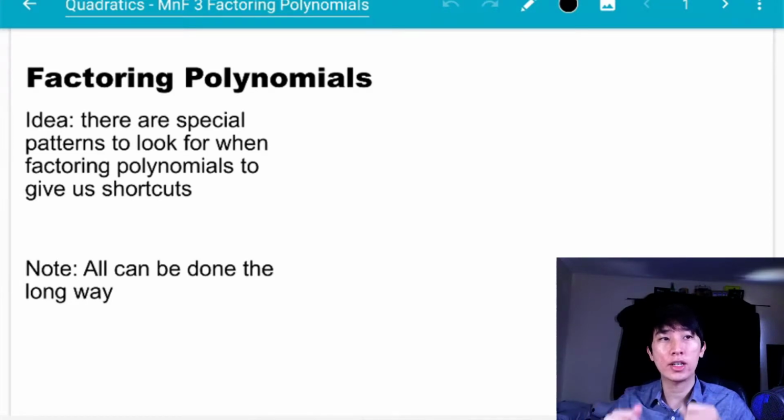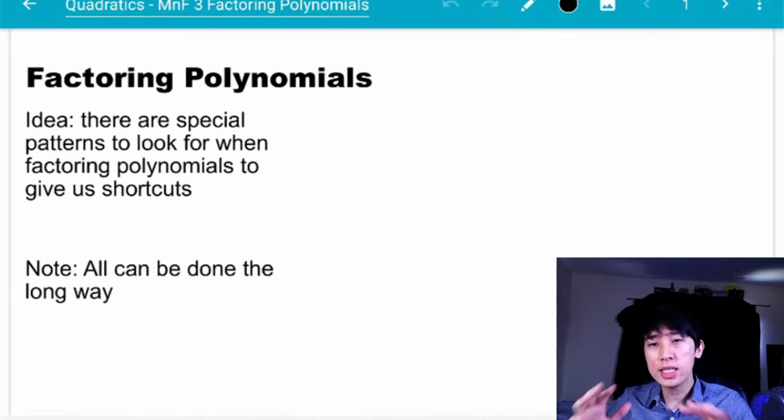There are special patterns to look for when you're factoring polynomials that give us little shortcuts that make it a little easier. Hopefully you already watched the 3 videos on slide and divide, quick factoring, and AC factoring, and you've chosen one of those 3. You want to get really good at it. Everything that we're doing today can be solved using one of those 3 methods.